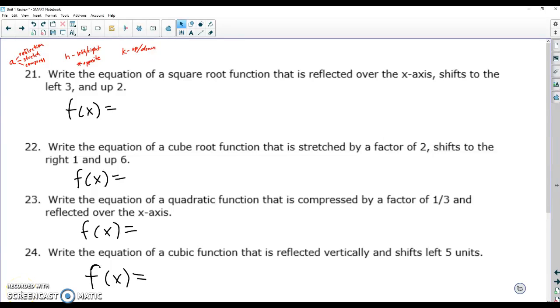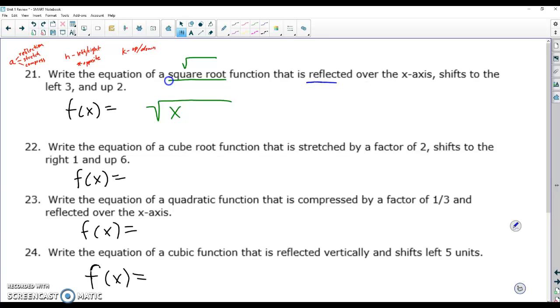Okay, when we write the equation, we have to know the different types of functions that there are. So the first thing is, it says write the equation of a square root function. A square root is one of these guys. It says that it's reflected over the x-axis and then shifts left 3 and up 2. So I just start off by putting a space in here with an x, and then I go back and fill everything in that it says.